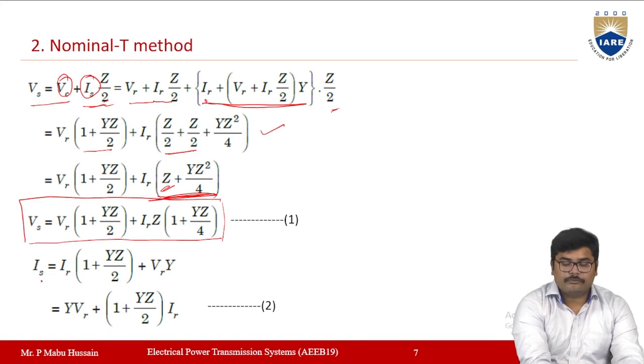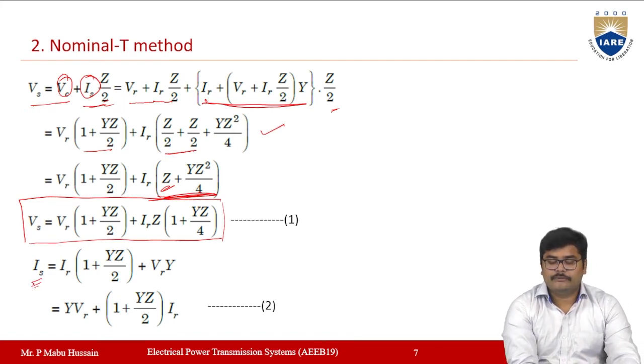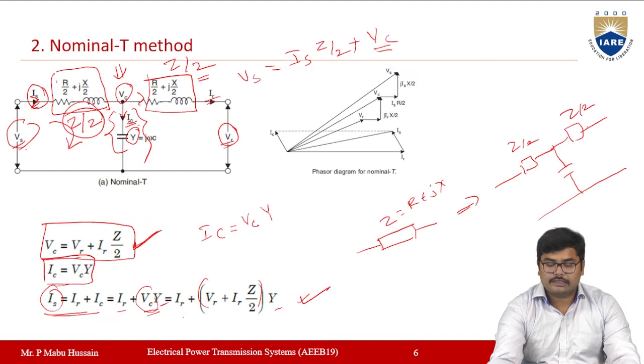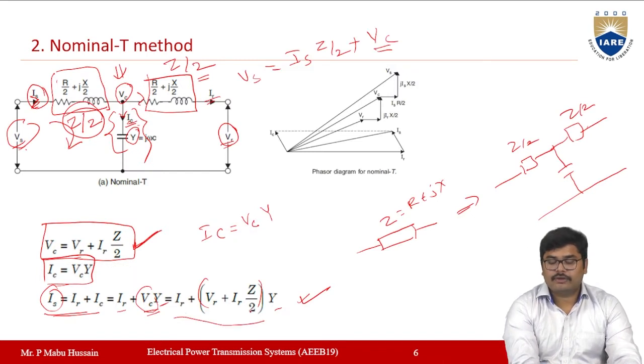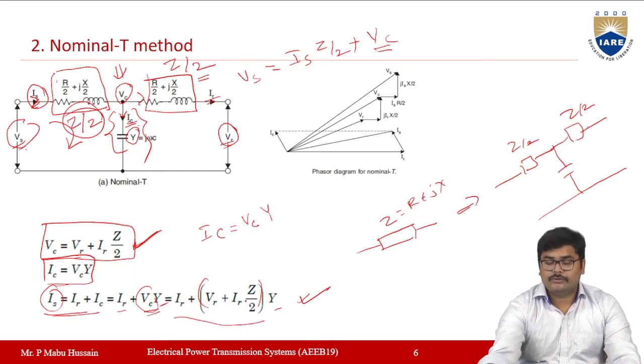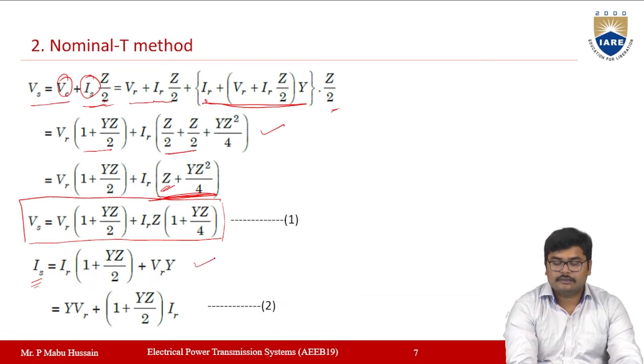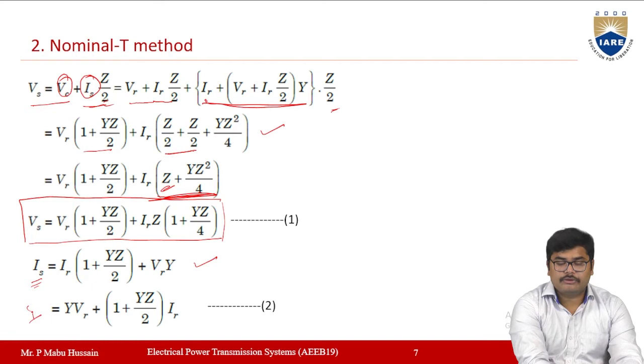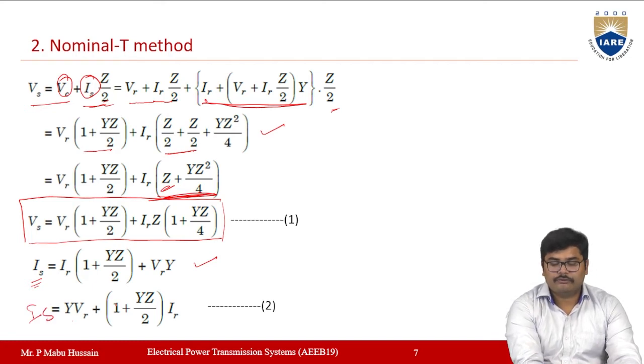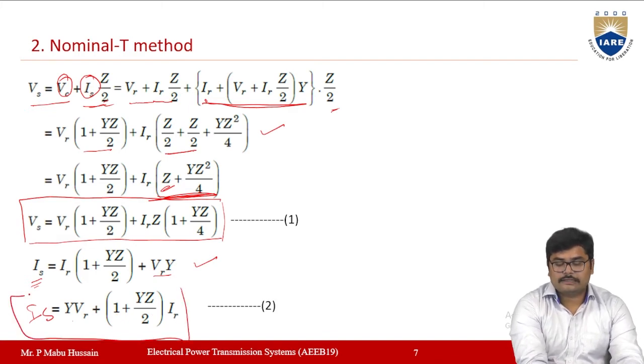Okay, so now the sending end current Is will be, from the previous expression, IR plus VR plus IR into Z by 2 into Y, right? That we are writing here. Now if you expand this, Is can be written as Y into VR plus 1 plus YZ by 2 into IR. Okay, so this is the Is value.